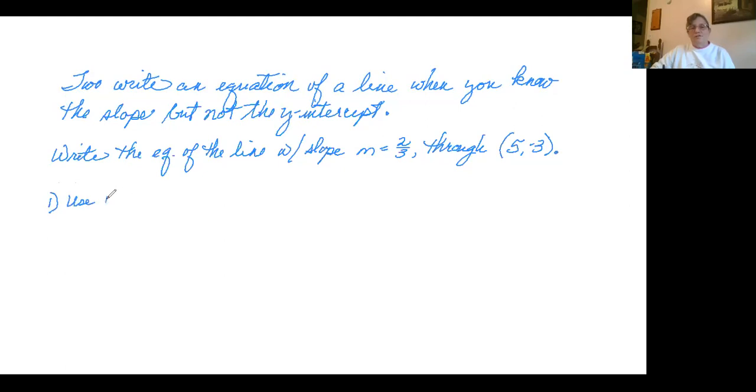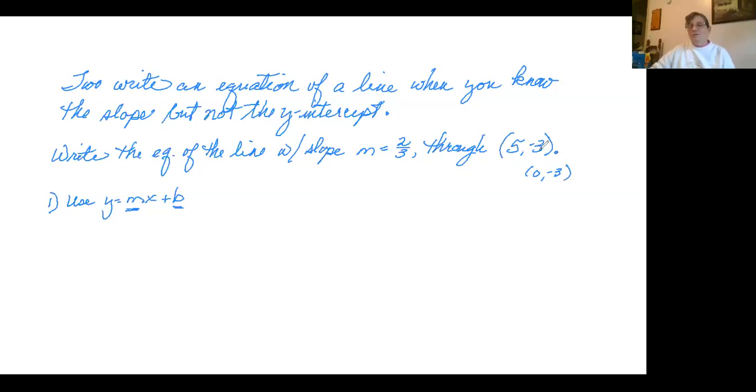is you can use the slope-intercept formula, y equals mx plus b. To write the equation with this, you have to fill in the slope and you have to fill in the y-intercept. And we know the slope is 2/3, but we do not know the y-intercept. You cannot just use -3 for the y-intercept. To be the y-intercept, it would have to be the point 0, -3, which it is not.